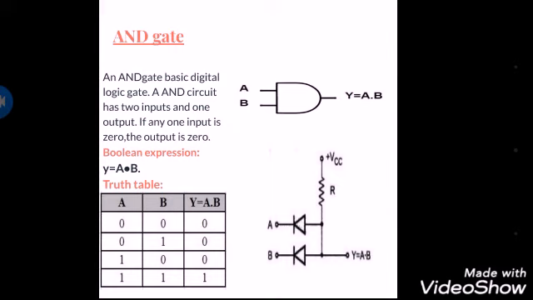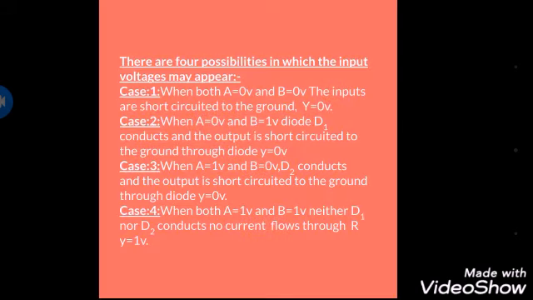Here is the symbol of the AND gate, in which A and B are the inputs and Y is equal to A dot B is the output. And there is a circuit diagram in which A and B are the inputs. There are two diodes, and R is the resistor, and VCC is the voltage, and Y is equal to A dot B is the output. There are four possibilities in which the input voltages may appear.